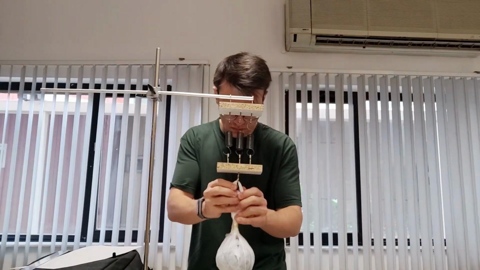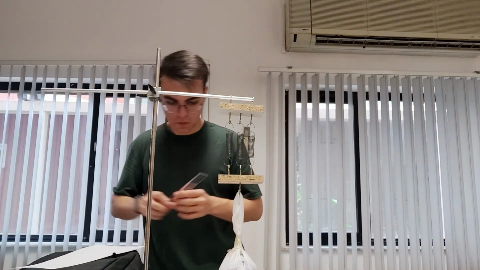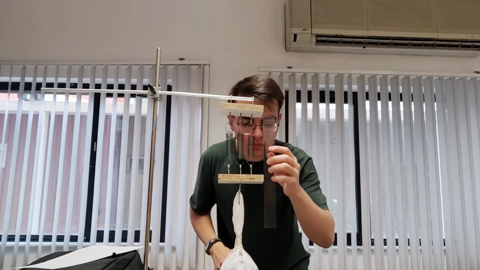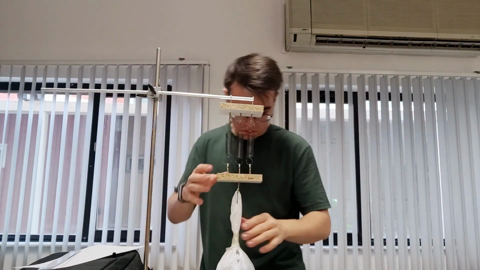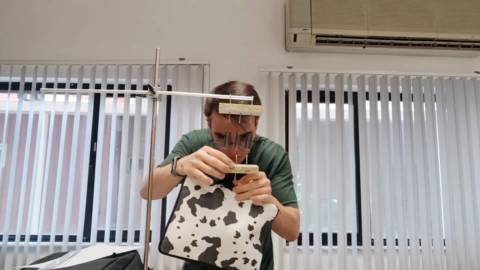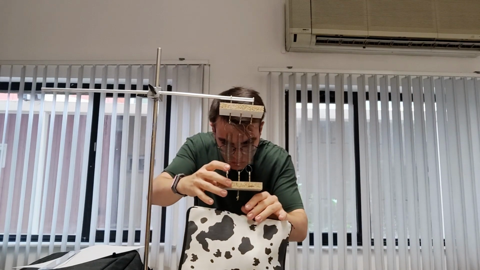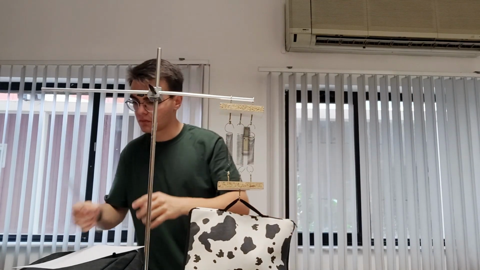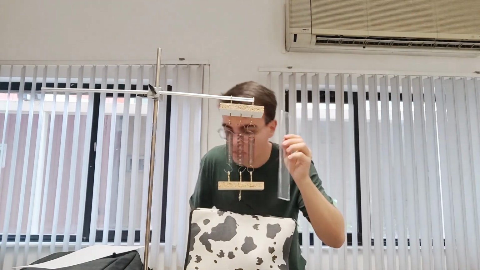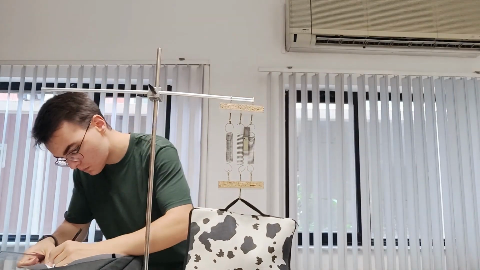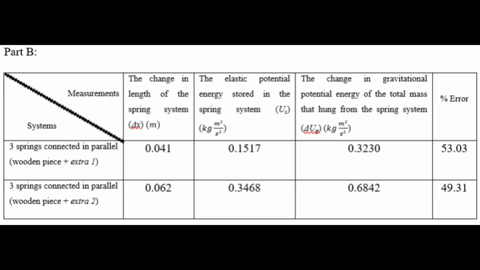At part B, I kept 3 parallel springs for both systems. This time, I changed the mass that I hang to the system. Since the spring constant is the same for both systems, the only thing changed is delta x. These are the results of part B.